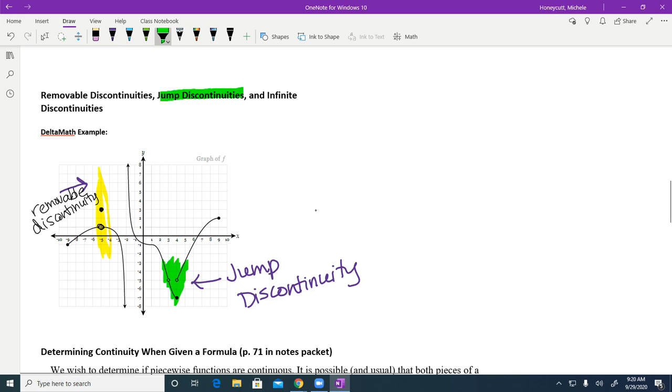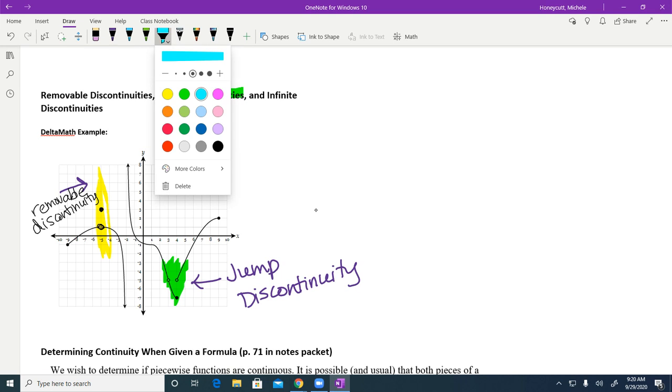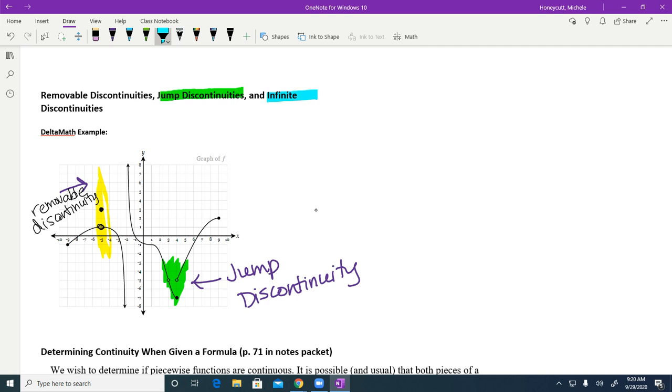Then you're asked about something called infinite discontinuities. Infinite discontinuities happen whenever there's an asymptote involved. So this part of the graph, you see how there's an asymptote right there. Even though it's not labeled with a dotted line, you can see that one side of the graph approaches negative infinity and the other side of the graph approaches positive infinity. That portion right there would be referred to as an infinite discontinuity.